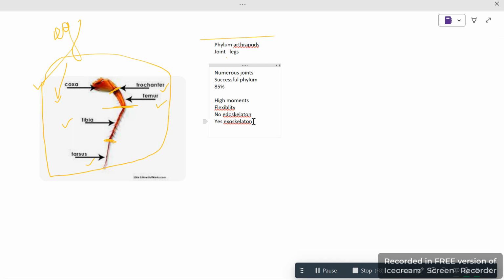Then we have the chitin. Chitin is simply the covering. The outside covering is made up of chitin, which is very strong, and that also produces a crunch sound. If you have ever beaten a cockroach with a slipper or anything, you might have noticed that it produces a sound. That is because of the hard chitin layer.